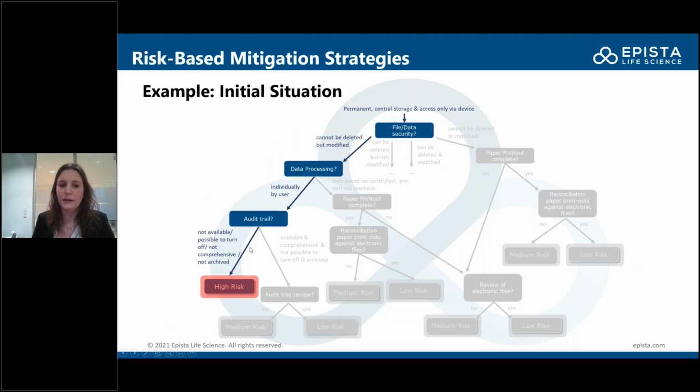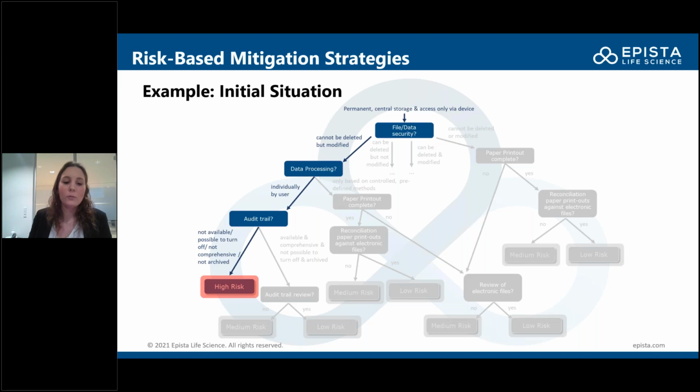One example. We have the initial situation, and again, a bit abbreviated here. We have a system that has a permanent central storage. Access to the data in the file is only possible via the device, similar to what we looked at in the assessment before. We say the files and the data can't be deleted, but they can be modified. Data processing happens individually by the user though, and we either don't have an audit trail or it's possible to turn off, it's not comprehensive or not archived.